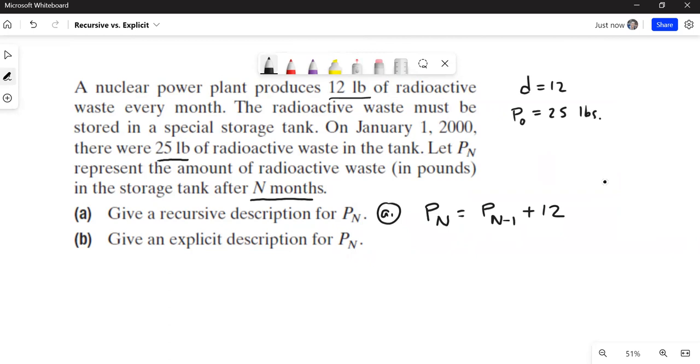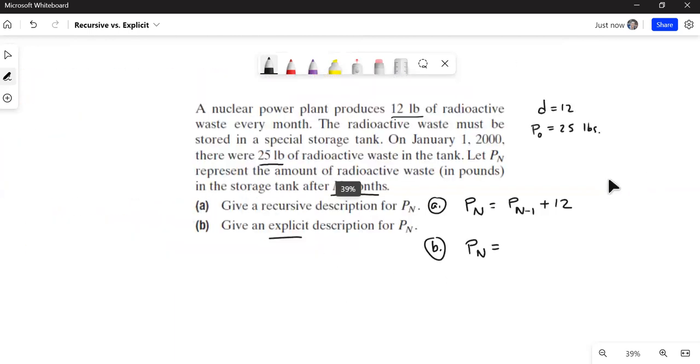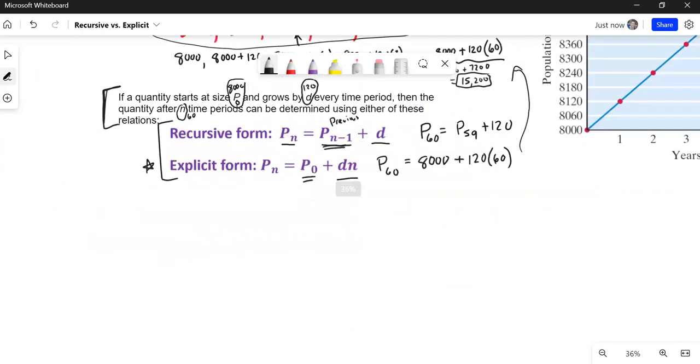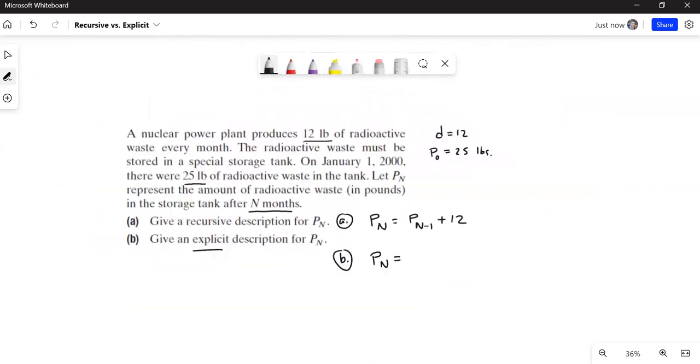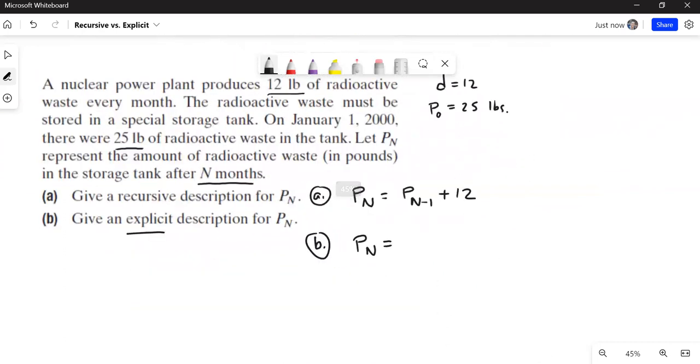But if you want to find one out in the future, then you want the explicit formula. Let's write that as well. So the explicit formula would be, and you can get the equation from above, make sure you copy that down, P sub n equals P naught plus Dn. I'll go ahead and write that down so you can see how I'm using it. So it's P sub naught, which is the starting value, plus D times N. So in this particular problem, our P naught, we start with 25 pounds of waste. And each time it changes by 12, and N would be the period of time.